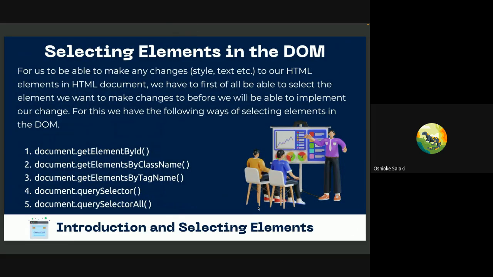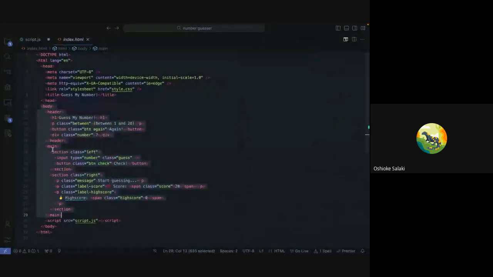Then, selecting elements in the DOM. For us to be able to make changes to style or text of our HTML elements in an HTML document, we first have to select the elements that we want to make changes to before we can implement our change. For this, we have the following ways of selecting elements in the DOM. The first way is document.getElementById. Let me show you how that works.